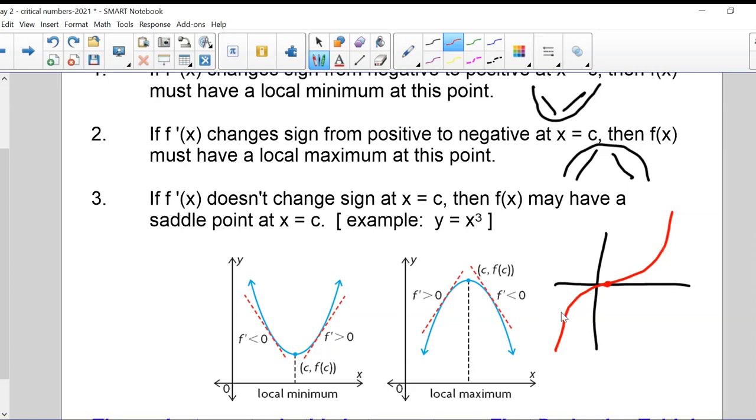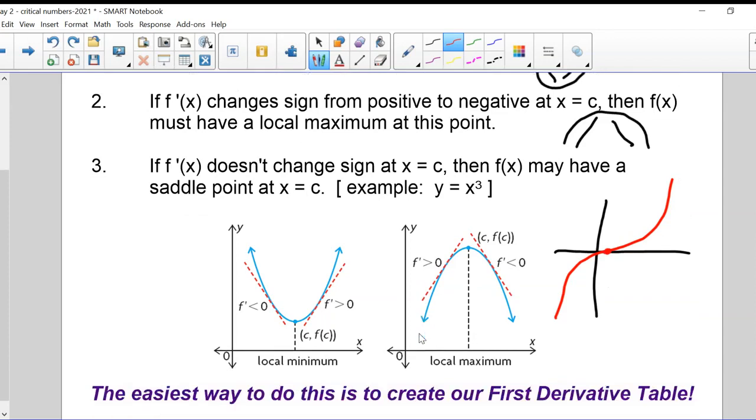So this is what we're saying could happen, and it causes what is called a saddle. It looks kind of like a saddle on a horse. I guess that's why they call it a saddle point. That's why I use an example of y equals x cubed, because it looks like it's about to turn into a maximum, and then it keeps going up, and it's not a maximum at all. So we call those saddle points.